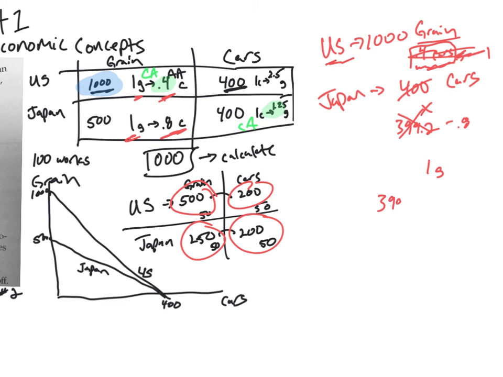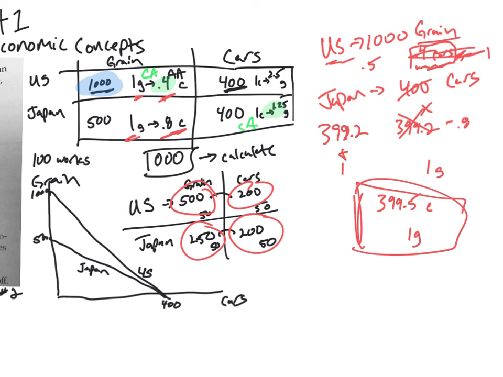So they're at 399.5, right? They give them 0.5 of a car, and they gain their grain, right? So which option is better? 399.2 and 1, or 399.5 and 1? Well, obviously 399.5 and 1 is going to be better. So they're making a trade in between these two points. If it makes more sense, you could say 10 grain to 4 cars and 10 grain to 8 cars. So something in between this.